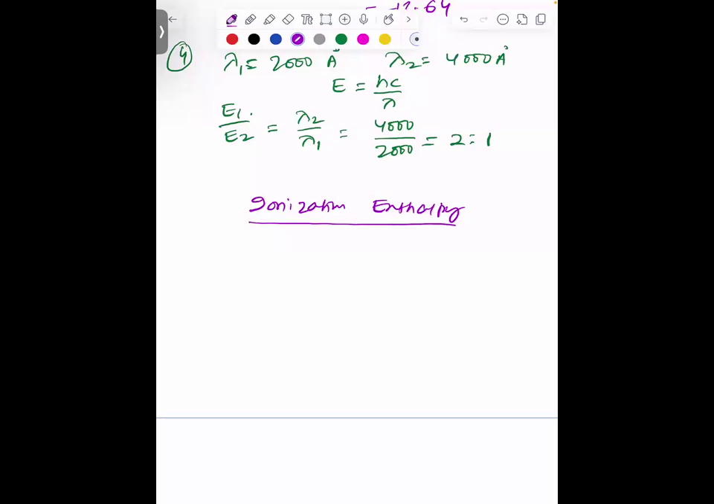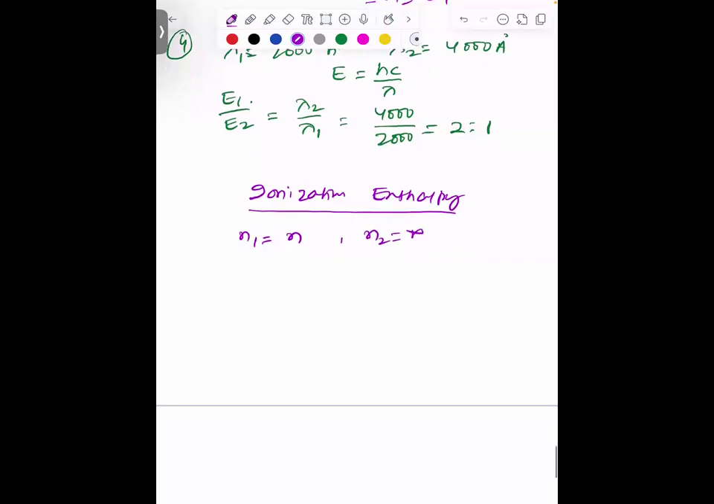Now, the amount of energy required to remove an electron from the ground state, completely removed from the ground state. In the Bohr model, ground state means n where the electron is present, and completely means to infinity. So here n1 will be n and n2 is infinity.